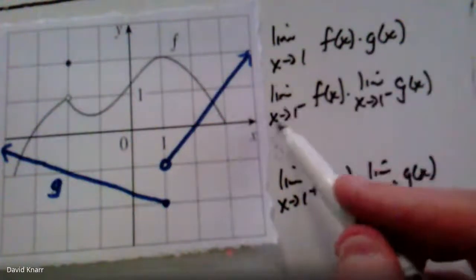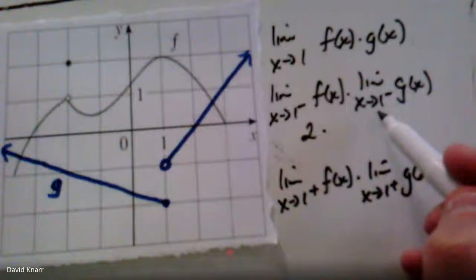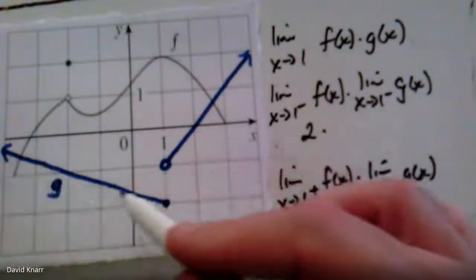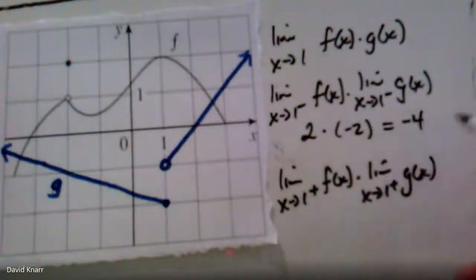So let's try the limit as x goes to 1 from the left of f. As x goes to 1 from the left of f, you get 2. The limit as x goes to 1 from the left of g comes down here, you have -2. 2 times -2 is -4. So this limit is -4.